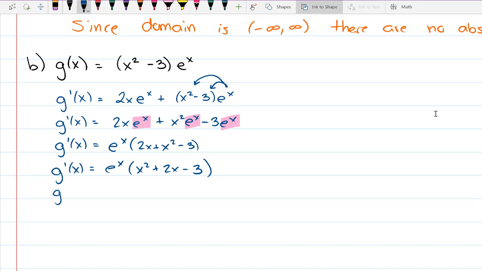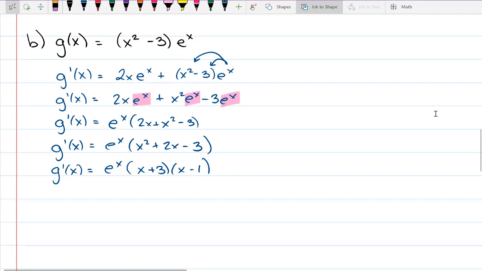And now I'm going to factor. g prime of x is equal to e to the x times x plus 3 and x minus 1. The main reason I'm factoring is, one, it's always good practice to factor, and two, because we're going to set this equal to 0 to find our critical points.